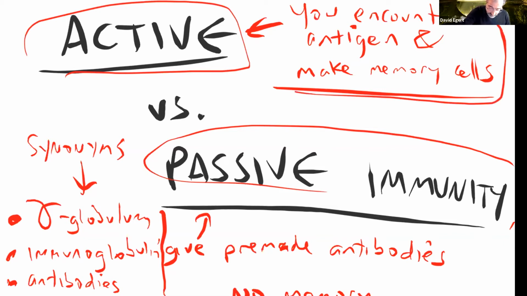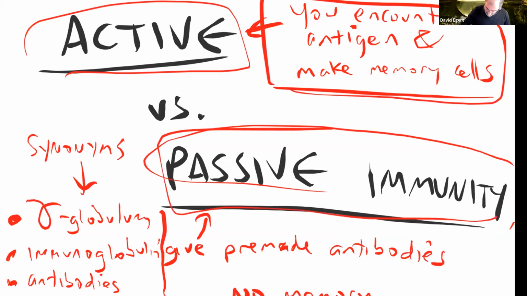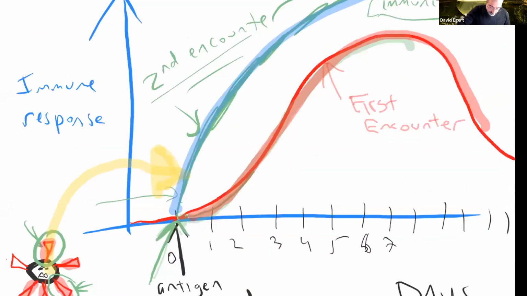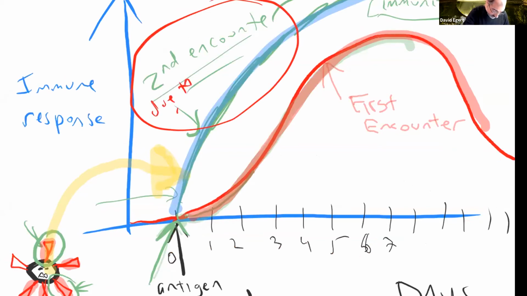So that is active versus passive immunity. And again, the basic idea of immunity: on second encounter with the same thing, due to your memory cells, you get this really fast, strong response. So you really aren't going to get sick like you would have normally if you hadn't had immunity.